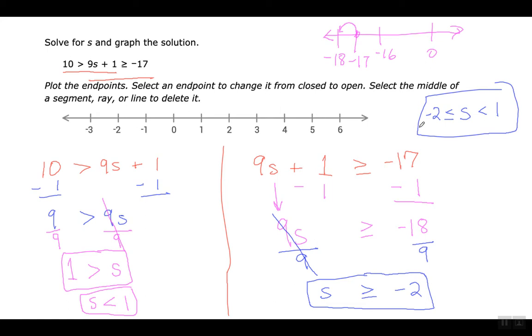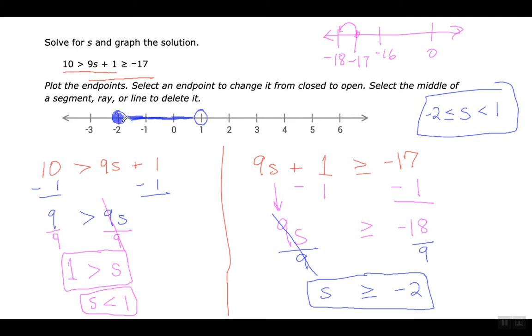Now let me graph it. So less than 1, here's 1, I circle it. It could not equal 1, so I'm not going to shade inside. But less than is to the left. And it has to be greater than or equal to negative 2. So here's negative 2. All the numbers greater than are to the right. And since it could equal negative 2, I got to shade inside the circle.